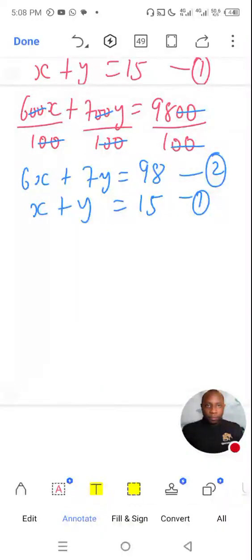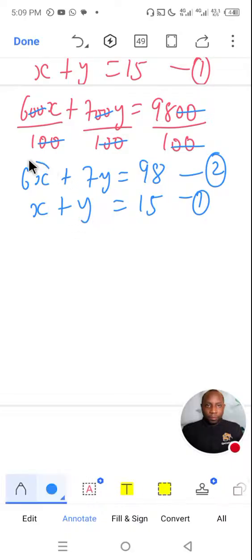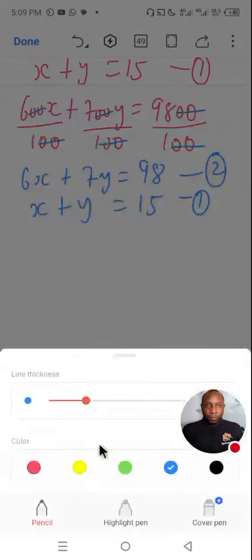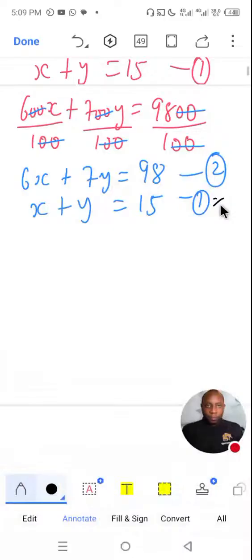So remember, we need to get rid of one of the variables. We have two variables there, x and y. So we can use the elimination method to get rid of one of the variables for us to be able to get the other variable. Does that make sense? All right, moving on. I can multiply equation 1 by 6, because for me to get rid of 6x, this has to be 6x as well. So let's do that right here. Equation 1 times 6.